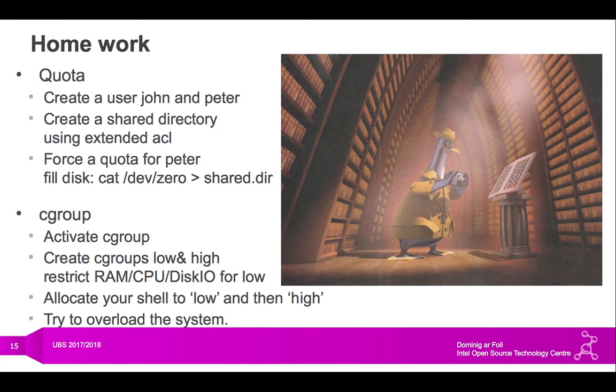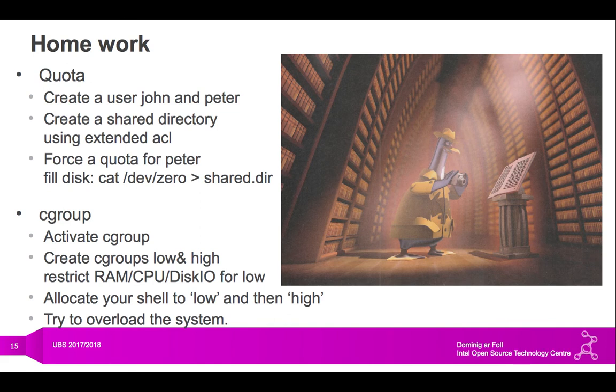So, what I propose is that you look at the quota. Create two users, for example, John and Peter. Create a shared directory. So you will have a group that they have in common, and you can use the extended ACL as well instead of using a common group. It's a good way to look at an extended ACL, so you will be able to give access to a given directory to both of them. And now enforce a quota for Peter. And try to fill the disk. And look at what's going on, and how it works.